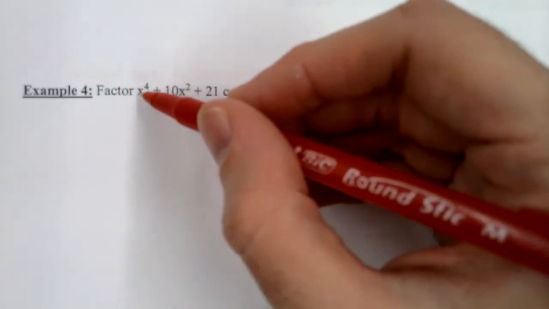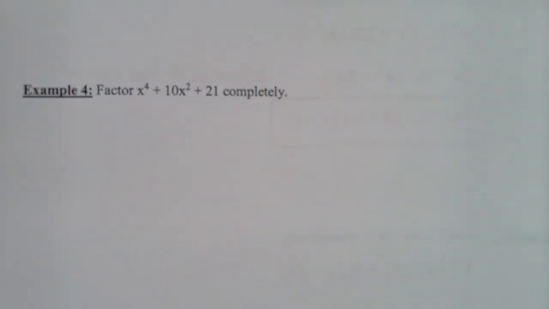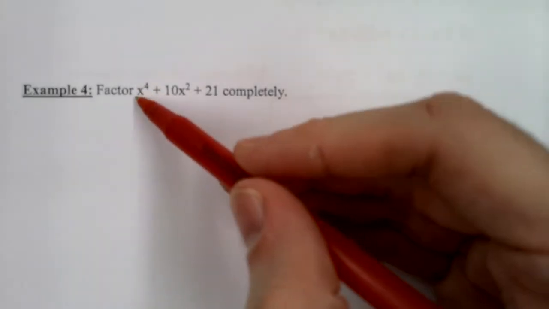Example 4, factor x to the fourth plus 10x squared plus 21 completely. Now, there's two ways to think about this problem, so let's do it each way. First, I'll do whatever number is before x to the fourth. In this case, it's a 1. If you do 1 times 21, that equals 21. You're looking for numbers that multiply to 21 and add to 10, okay?